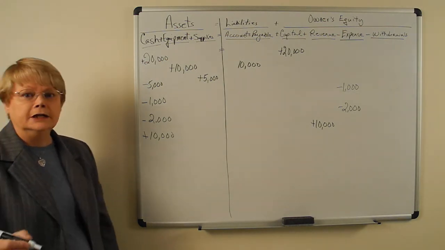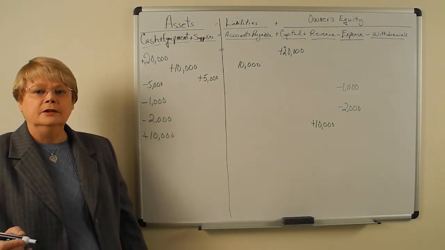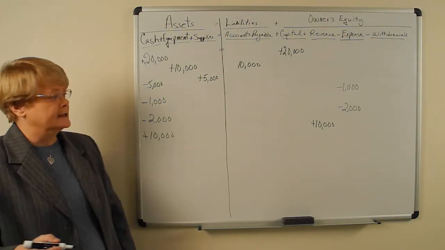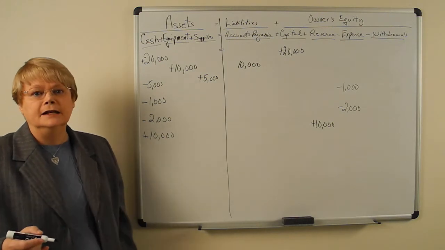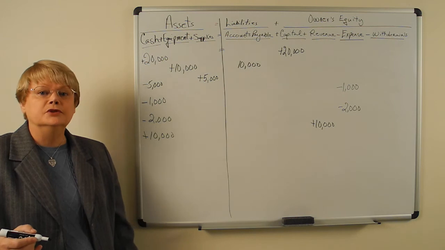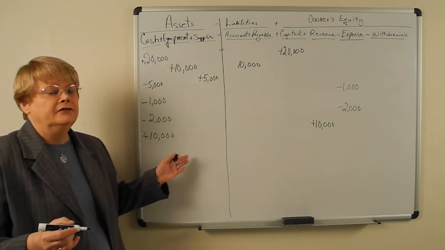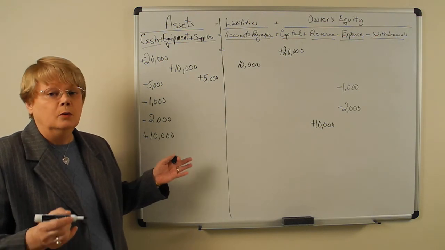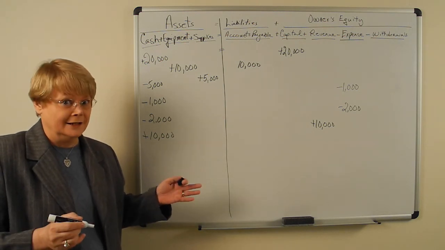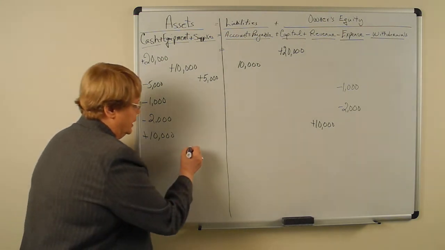And then I get to the end of the month. This is my first month of operation. I get to the end of the month and I realize that I've used some of my supplies. I don't have $5,000 in supplies anymore. I check my supplies and I only have $4,000, which means I've used $1,000 in supplies. So, if we don't have $5,000 in supplies, we don't have $5,000 in an asset. We only have $4,000. So we need to take that off of the asset.